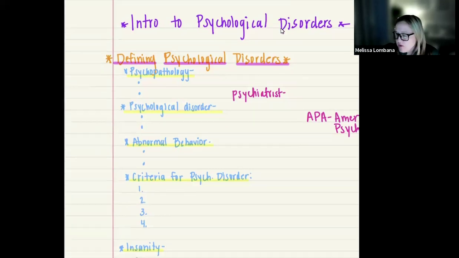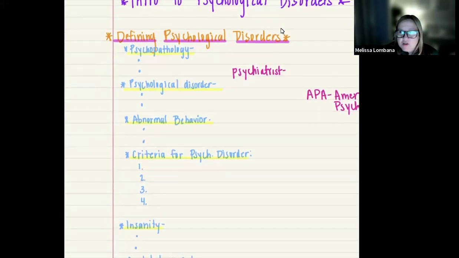So let's go on to the next wording, which is psychological disorders. So you should know the difference between psychological disorders and what's an abnormal behavior. So psychological disorder is basically a syndrome marked by a clinically significant disturbance in a person's cognition, emotion regulation, or behavior. And that is defined by the APA, which is also the American Psychiatric Association. So make sure to pause, rewind, get all that in there.